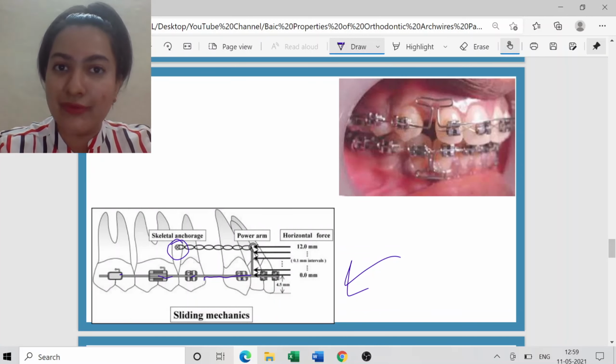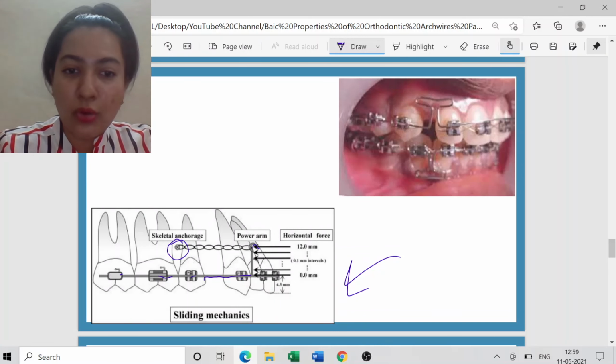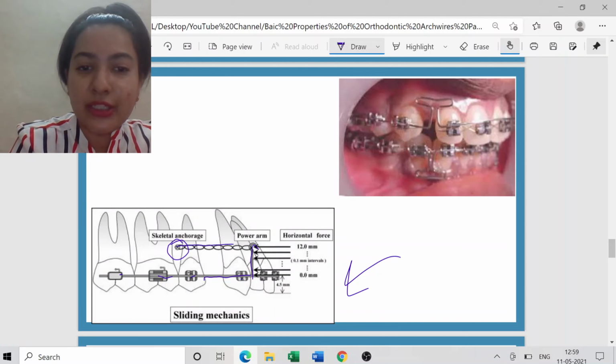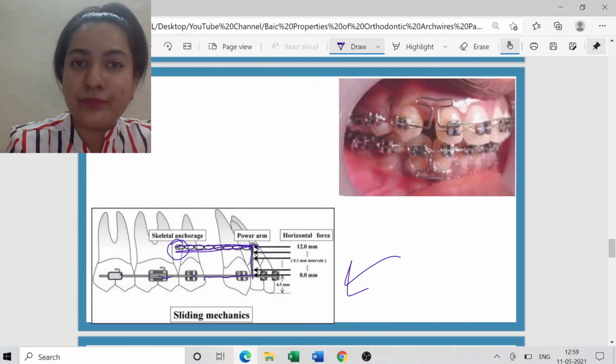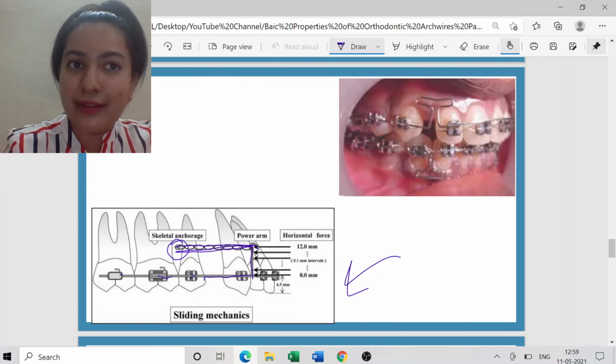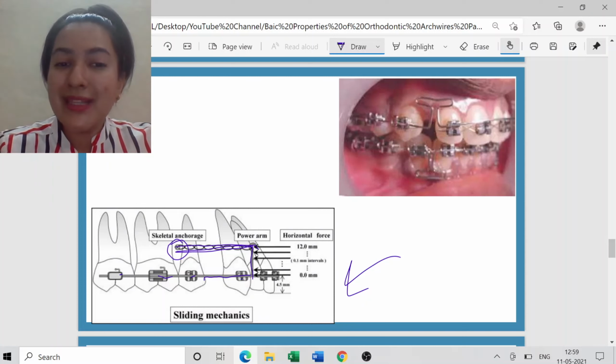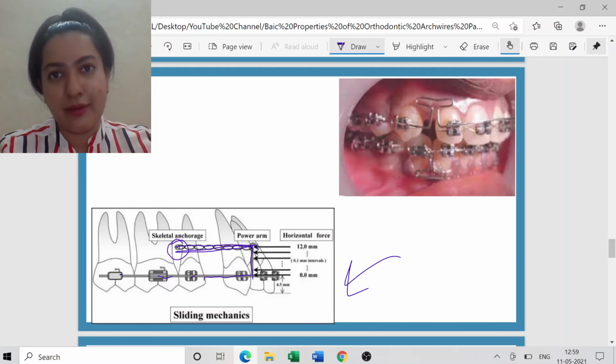This is a temporary anchorage device placed. This is a crimpable hook or a power arm, which is placed in between the lateral incisor and canine, and with the help of this particular E-chain, force is applied. Since this is a temporary anchorage device, a mini screw is used and there is a power arm which is running. It will lead to en masse retraction, where all 6 anterior teeth will get retracted.